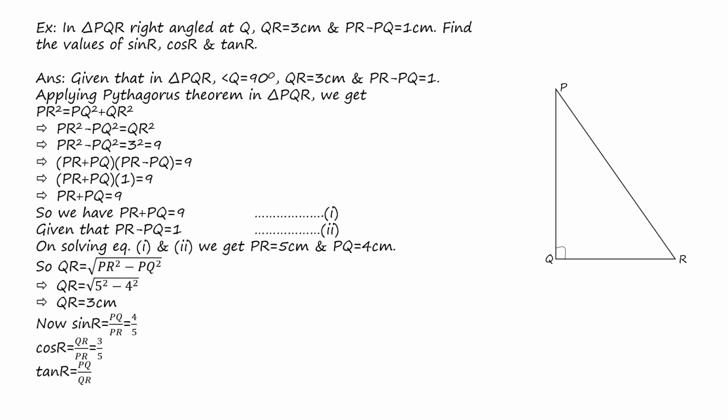Now sin R is PQ by PR, because when you take the angle of reference to be R, PQ is perpendicular and PR is the hypotenuse. So sin R is PQ by PR, which is equal to 4 by 5. Cos R is base by hypotenuse, that means QR by PR, which is equal to 3 by 5. And tan R is perpendicular by base, which is PQ by QR, which is equal to 4 by 3.